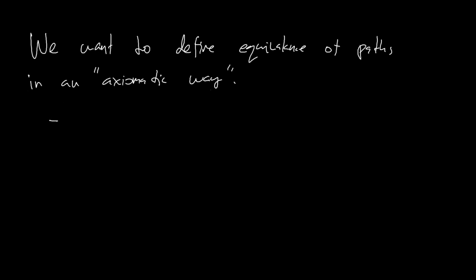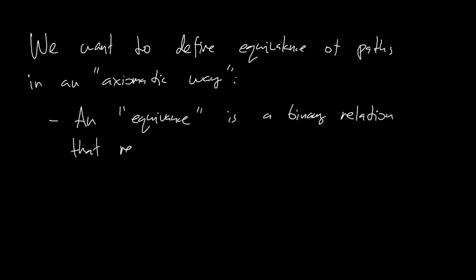Okay, so the first thing we can say is that an equivalence is a binary relation, right? It relates paths with each other. It's a binary relation that relates paths having the same source and the same target.